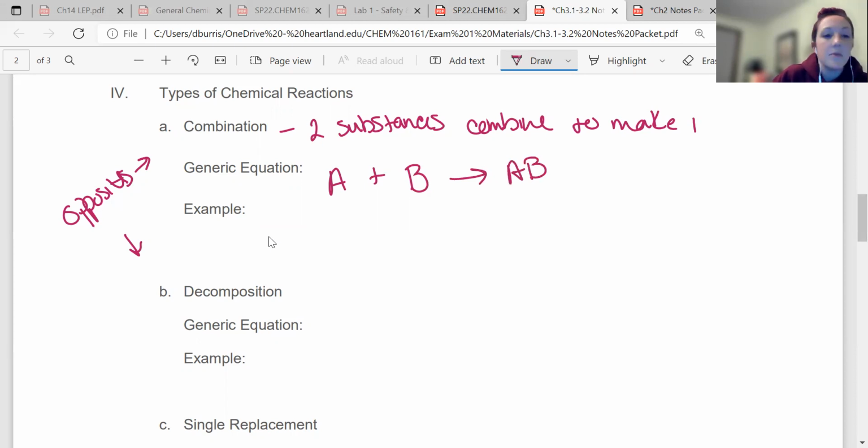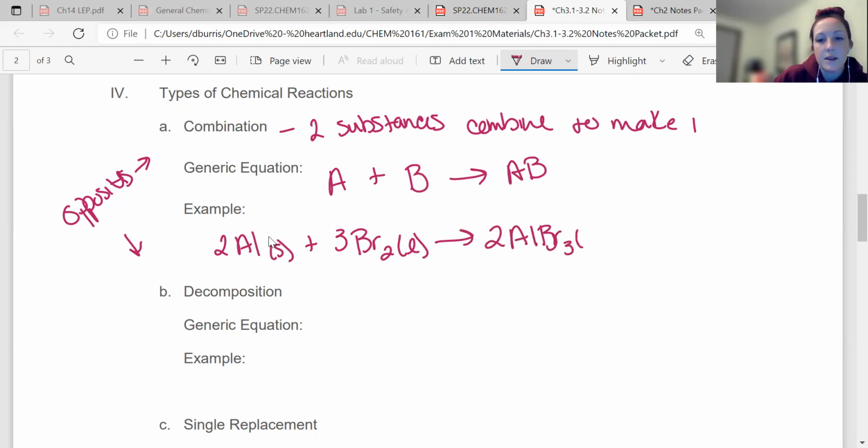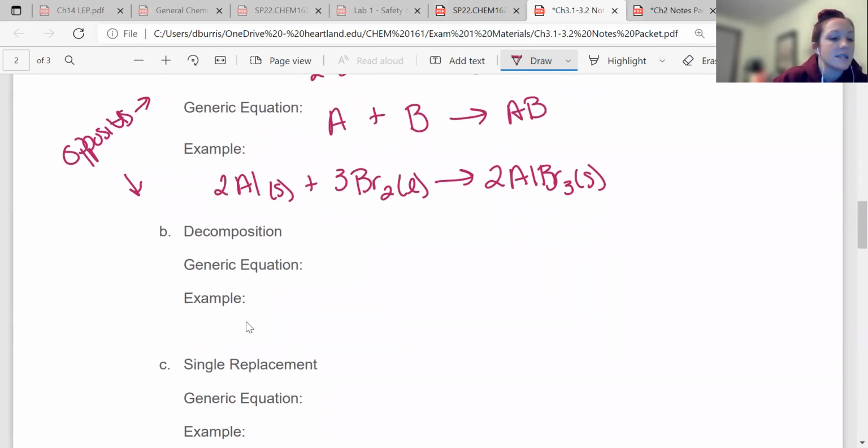All right. An example would be I have 2 aluminum solid plus 3 bromine liquid makes 2 AlBr3 solids. These are all balanced equations. So this is pure aluminum combining with pure bromine to make aluminum bromide. Here, that would be a combination reaction.